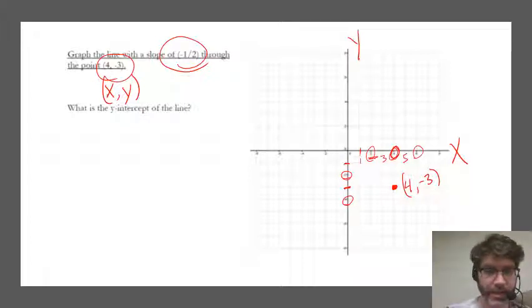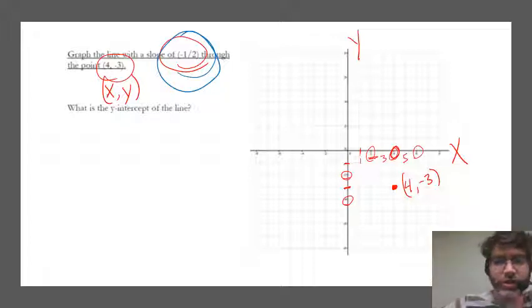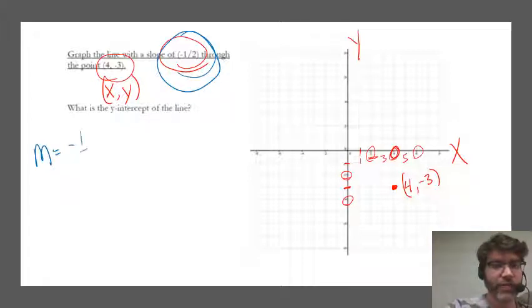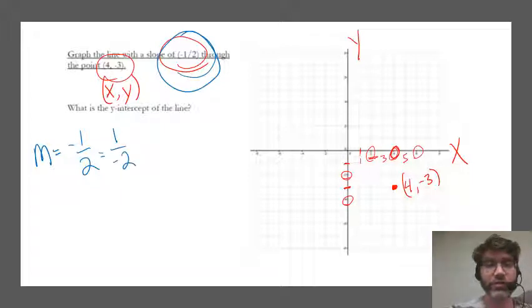So let me now use a different color. Okay, so we have a slope of negative 1/2. What does a slope of negative 1/2 look like? So m equals negative 1/2. By the way, there's a couple ways to write that. You could write it negative 1 over positive 2, or you could write it 1 over negative 2. They both mean the same thing. So that means that if we wanted to, we could go down 1 to the right 2.